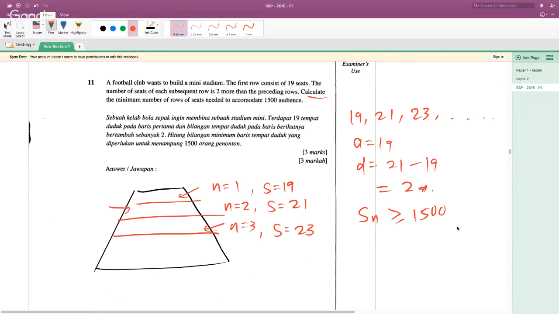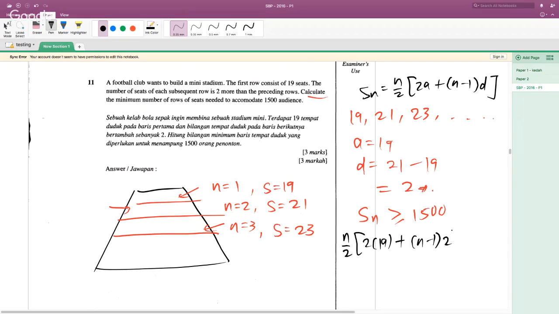So I use the Sn formula for AP: Sn equals n over 2 times 2a plus n minus 1 times d. I do not know which row, so I write n over 2, and 2a means 2 multiplied by 19, plus n minus 1 times d, which is 2. And then it is bigger than or equal to 1,500. Then I will solve this.